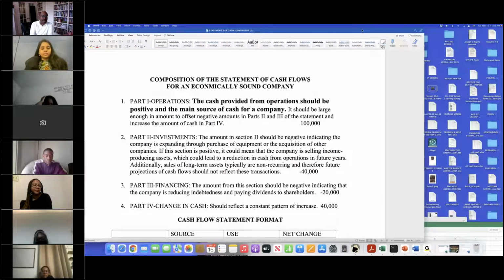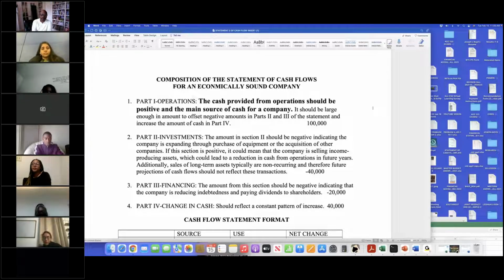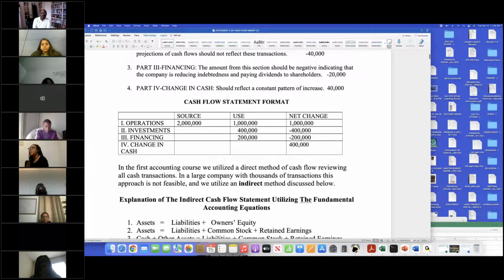Okay, so we are completing our work on the statement of cash flow. This was the fourth financial statement, and we said that there were four parts to the statement: operation, investments, financing, and changing cash. And so when we evaluated a business, we wanted to make sure that it had cash from operations. If the business does not have cash from operations, it's problematic.